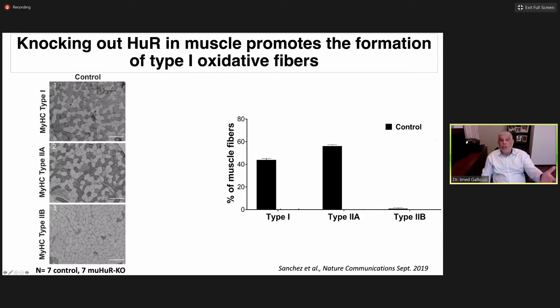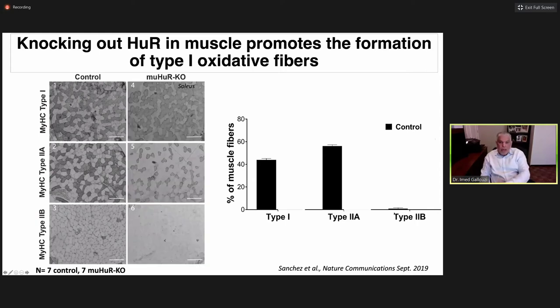Here we did it on the soleus, but we also did it on the EDL and the peroneus. And what we saw is that the typical fiber type distribution in the soleus, for example, which we know is a highly oxidative muscle, is this way. You have 40% type 1, around 50% type 2A, and almost hardly any type 2B or 2X.